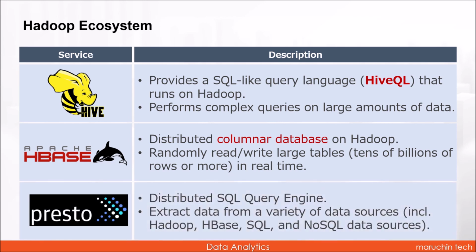Presto is a distributed SQL query engine that can quickly extract information from various data sources. And these frameworks are available in Azure HDInsight. You can perform big data processing immediately without having to set up the framework yourself.